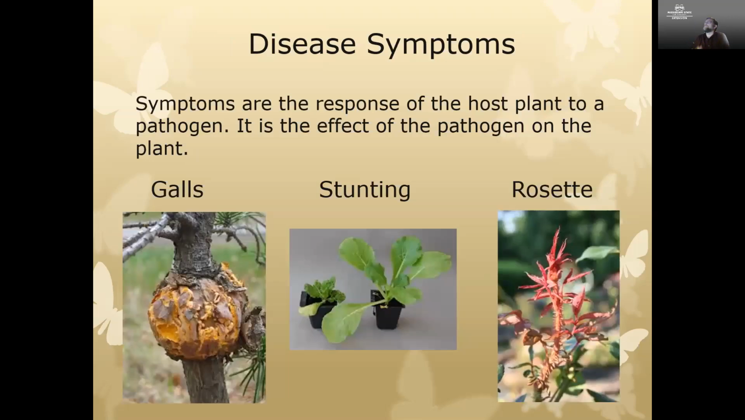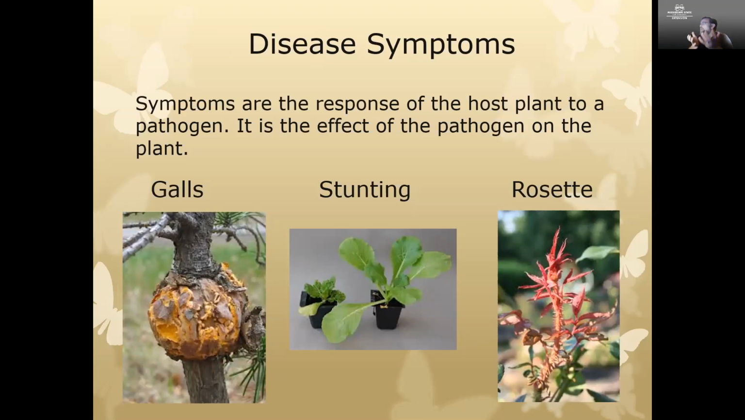So when we talk about diseases, a lot of times we talk about different symptoms that we might see on plants. And that symptom is the response of the plant to that pathogen, or the effect that the pathogen's having on the plant. And we can see a lot of different symptoms. I'm not gonna mention every single symptom you could possibly see, just some really common ones. One that you may often see is a gall. You can see that in the leftmost picture.